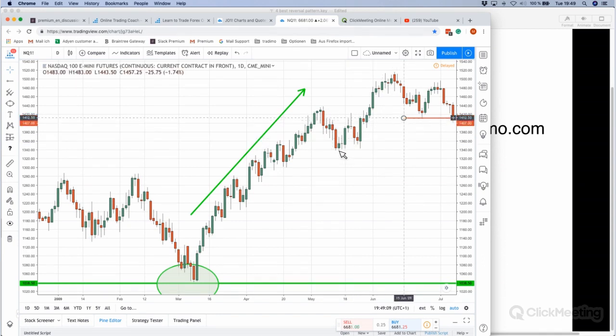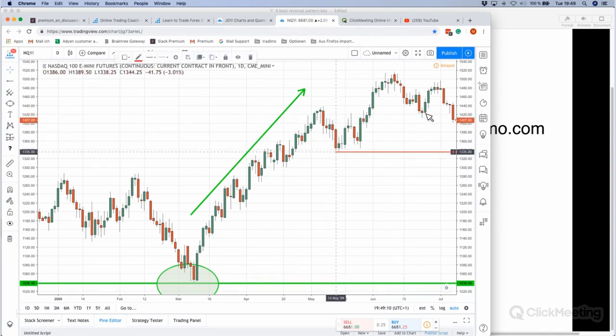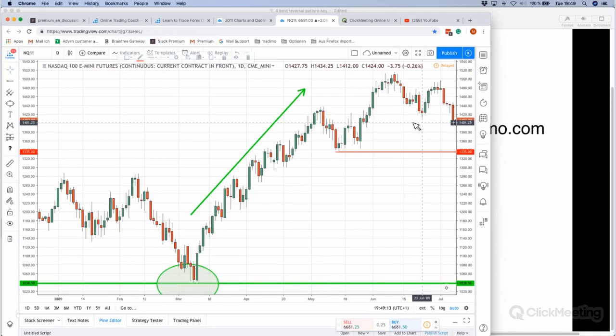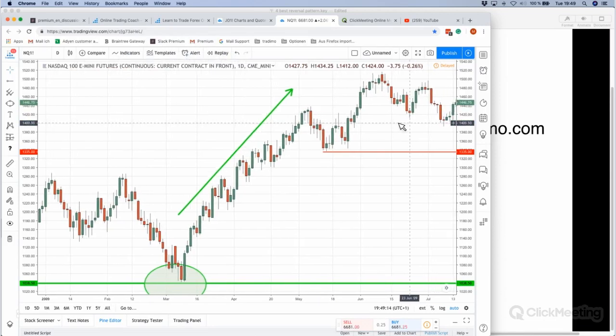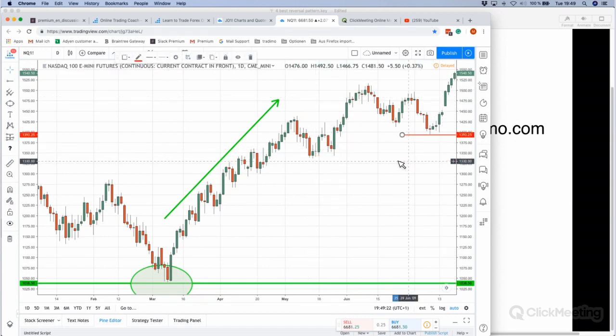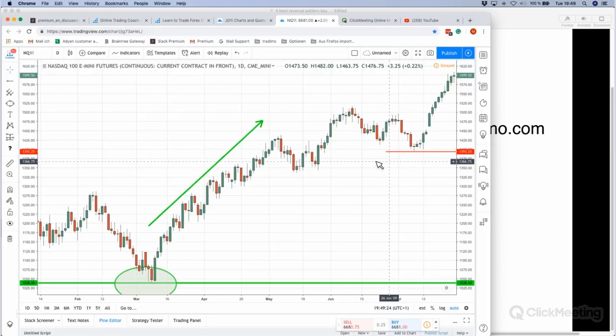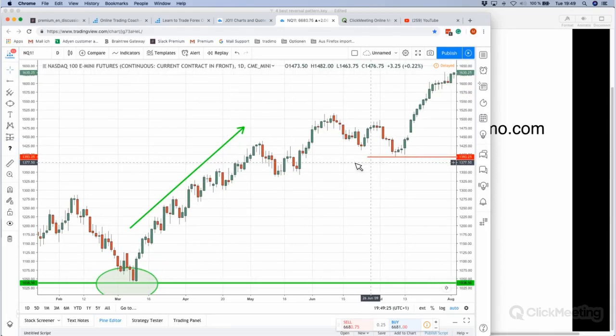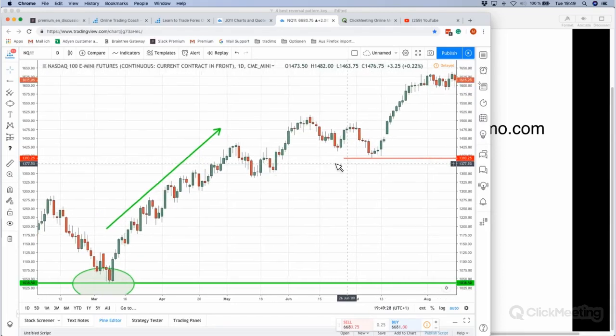If you decide to say this is not enough to say this is a swing low, and you wait a little bit longer, and now you say at this point this is a swing low, and you move the stop loss to this level, and the market runs and runs and runs, we are waiting for a new swing low, nothing happens.